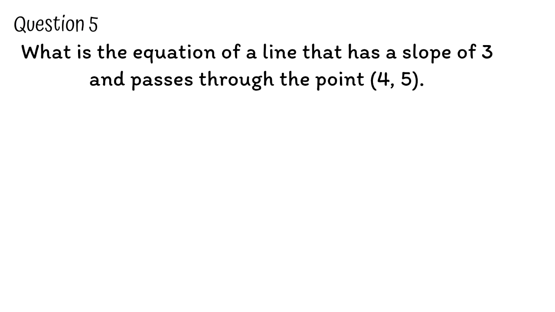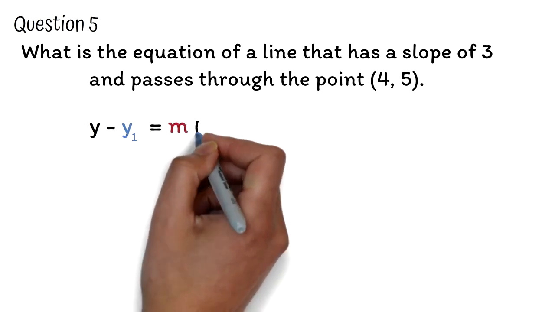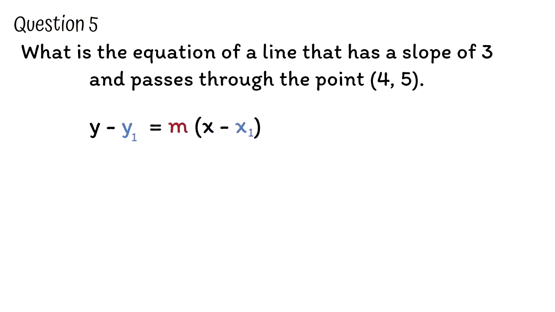Question 5. What is the equation of a line that has a slope of 3 and passes through the point (4, 5)? This question by itself is not conclusive. There are various forms of the equation of a line. We are going to find the slope-intercept form of the equation of a line. In this question, we have been given a point and a slope. So we will start with the point-slope form of the equation of a line. This formula will be given, so no need to memorize it.